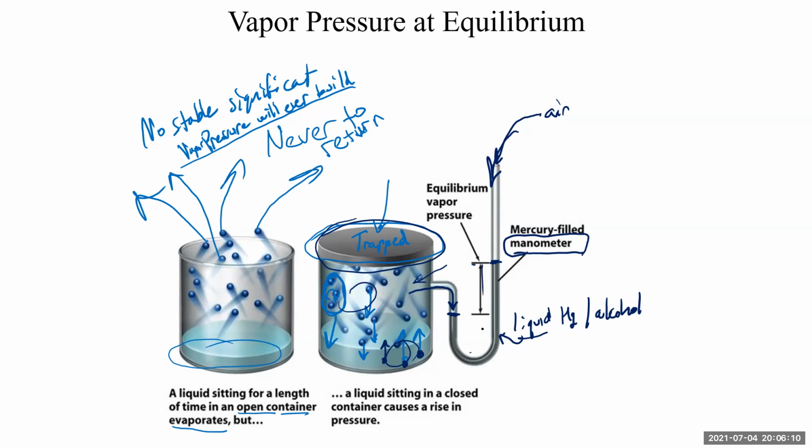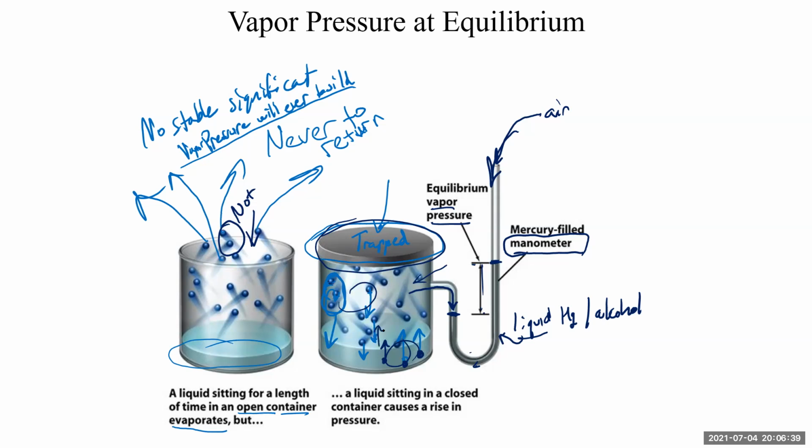So it's this difference in height. You don't measure all the way to the bottom. You measure from surface to surface. That's your equilibrium vapor pressure. You don't really measure vapor pressure until you reach equilibrium. You would not measure vapor pressure of an open container. It simply makes no sense because there is no vapor pressure being established. So that's the idea behind vapor pressure.